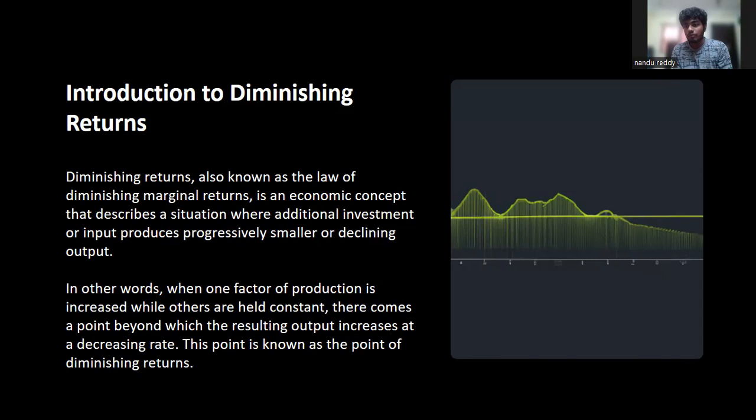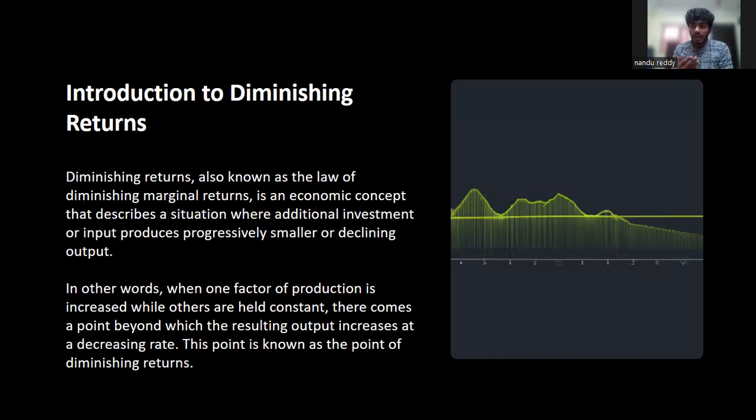Here we have multiple inputs for marginal returns. If the number of laborers is increased, sometimes the production level and profit also will increase. At some point where the laborers are increased, the marginal returns will be constant, and then the more the laborers increase, the marginal returns will decrease. This decreasing range we call diminishing returns.